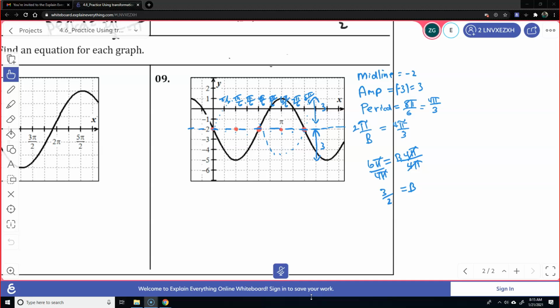So if you wanted to write the equation, it's going to be y equals negative 3 sine, and you have 3 over 2 x. And then you have the new midline, which is minus 2. Okay?